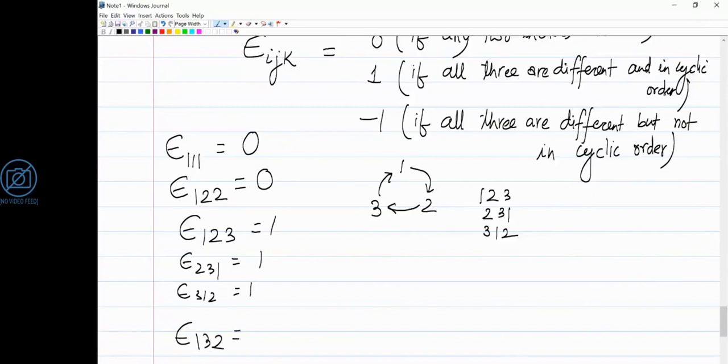Okay, but what about epsilon 132? What is this equal to? So you see, when you go from 1 to 3 to 2, you are not going in the same direction, right? You go anti-clockwise. The cyclic was if you were going like this, clockwise, and you find the indices. So 1, 3, 2, the sequence is such that you are not going in the same direction. So therefore we say it becomes -1 because the direction has reversed.